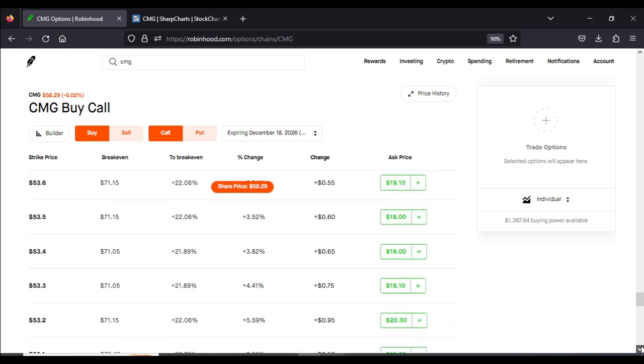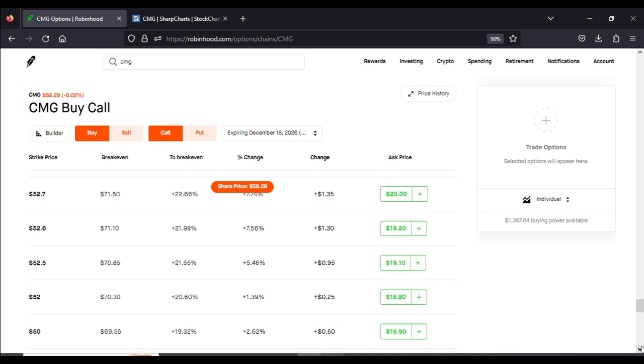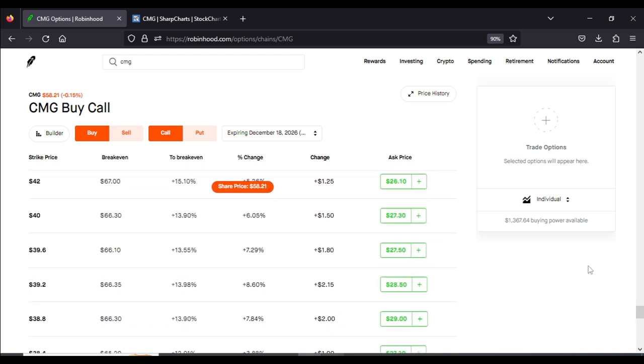We're still looking for an optimal price at which to purchase our LEAPS option. I've done this before and I'm going to choose the strike price of $40. Now, note the difference. This is the strike price as you can see up here, but this here is the share price.